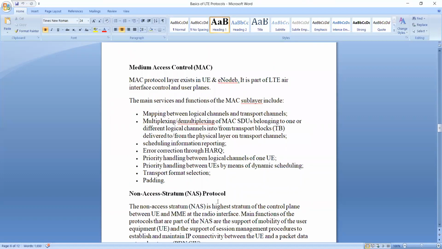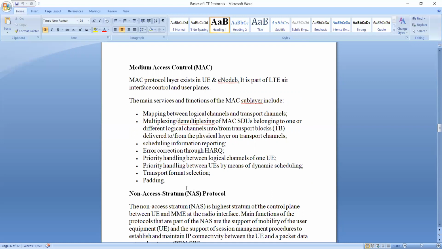And we have noted down the MAC layer functionalities. It is responsible for scheduling of uplink and downlink data. It is responsible for mapping between logical channels and transport channels. We will come to know what the logical channels and transport channels are when we discuss those channels in the next class. It is responsible for multiplexing, demultiplexing. It is responsible for the HARQ mechanism, error correction through HARQ. It is responsible for priority handling between logical channels of one UE.